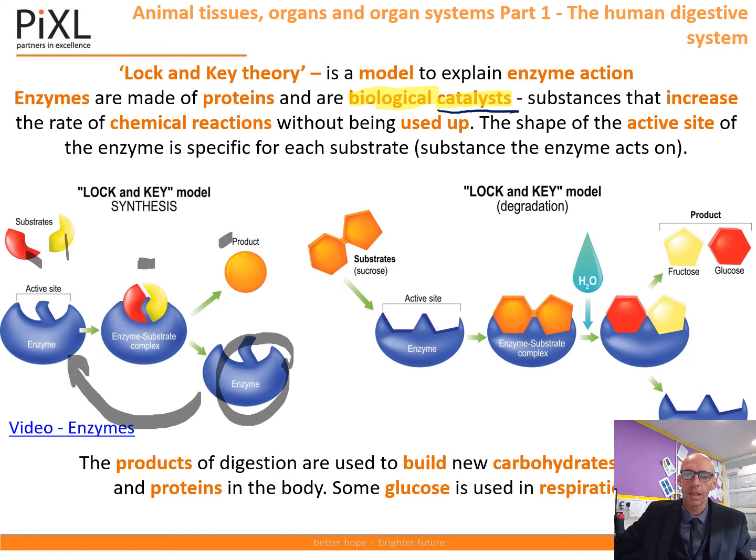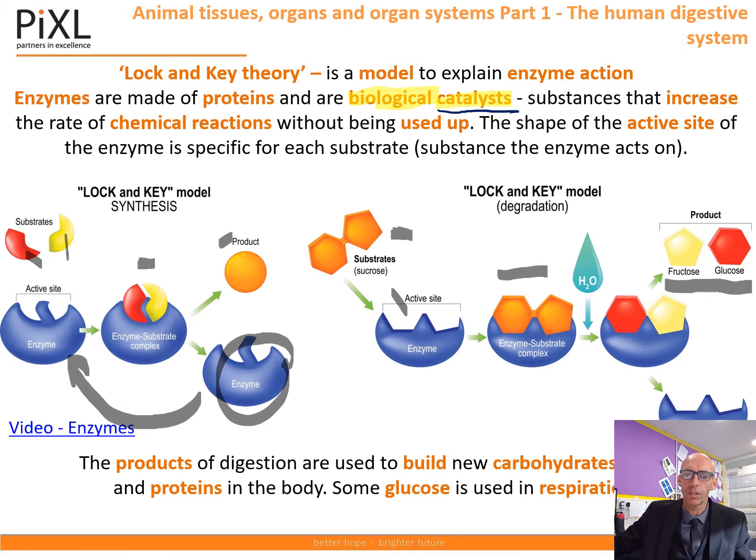Here we have a different type of enzyme. This time it's taking this sucrose. Again, it fits into the active site, and then it breaks it down into fructose and glucose. So it's breaking down a carbohydrate into simple sugars. So this would be a good example of a carbohydrase enzyme. So what do you need to know about enzymes? Enzymes make reactions faster.